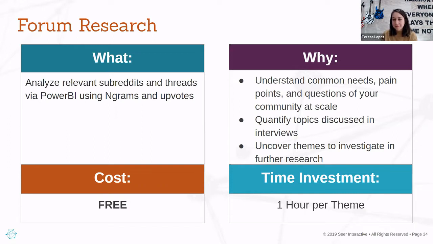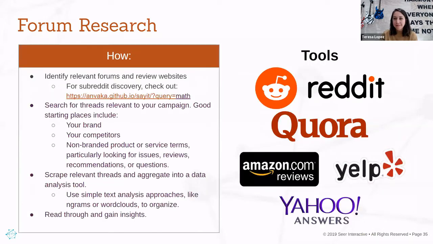So I'm not going to walk through each of these bullet points, but I'm going to go to the next slide here and kind of go through the how. And you'll be receiving this, so you don't have to take a ton of notes and try to write all this down. But the first thing is very simple, is just identify relevant forums and review websites. Here's a link for some subreddit discovery. Search for threads relevant to your campaign. Maybe it's searching your brand or your competitors or your keywords. And then scraping relevant threads to aggregate data and analyze what people are talking about.